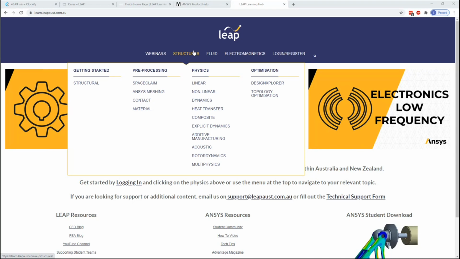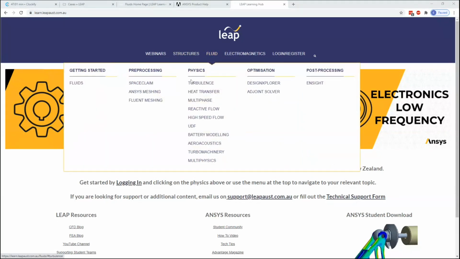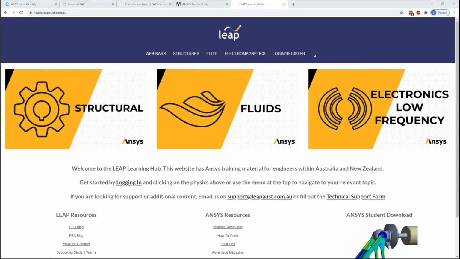The tutorials for what we're covering yesterday and today are on here. And when you get the slides, they'll show you which exact tutorials to go through, but it'll be in here, fluids. There'll be some in the turbulence. I'd say Fluent meshing and SpaceClaim you'll want to go through. But that'll come with the material that we send through.